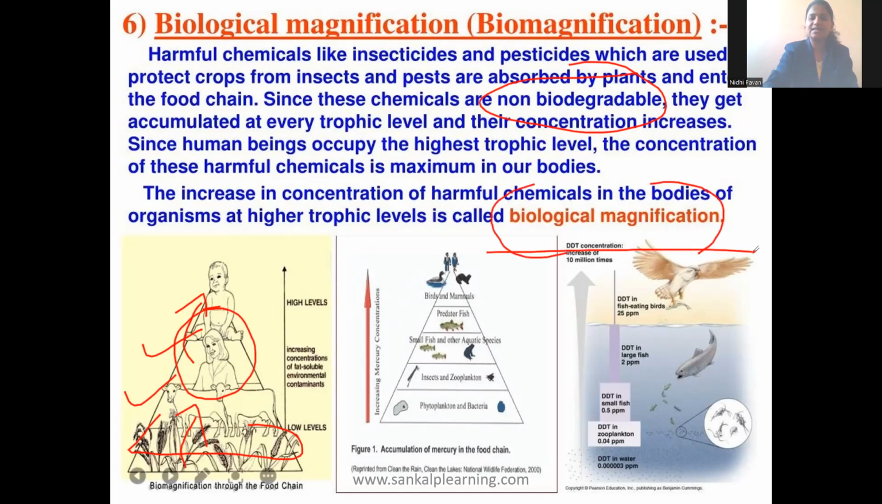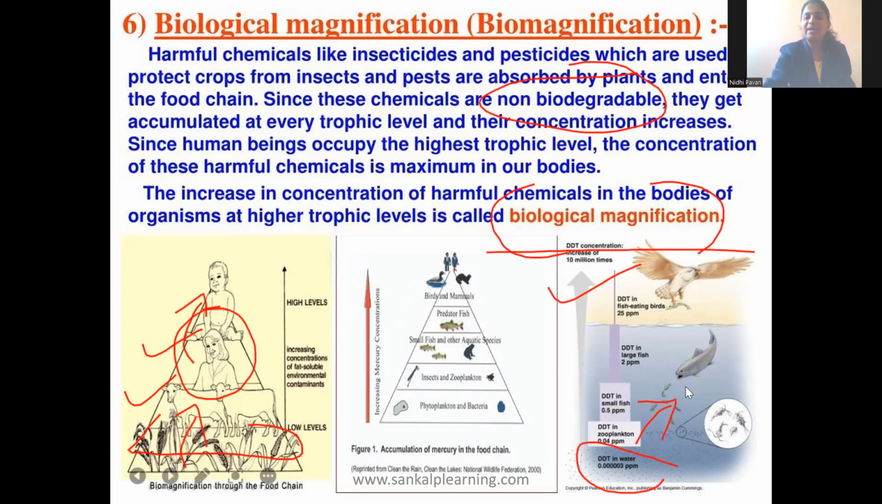As you can see in this diagram, DDT will be added in the water to kill the larva, or the mosquito's larva. When the DDT is added, these mosquito larvae will be eaten by the zooplanktons. When the zooplanktons eat them, whatever DDT is inside the mosquito's larva will enter the zooplankton body, where the concentration of the chemical increases.